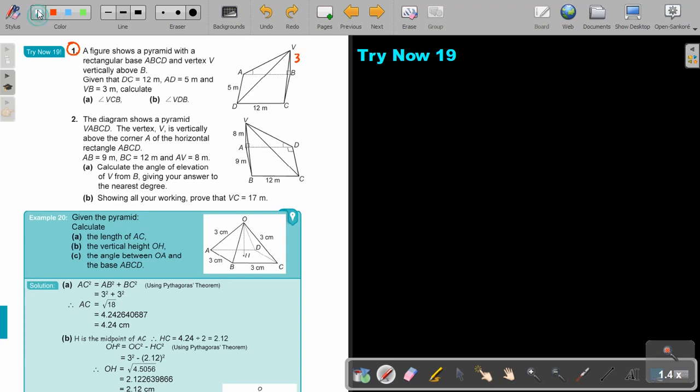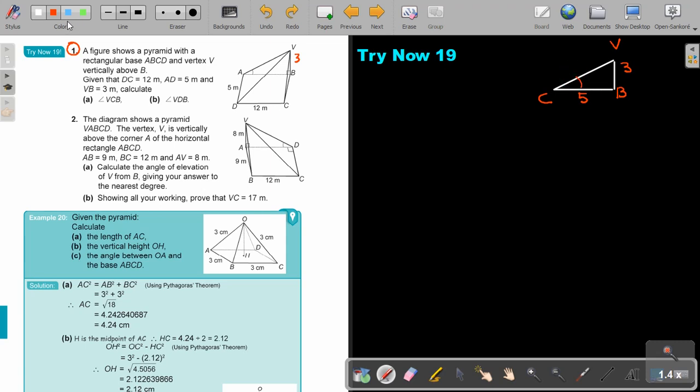Now again, take out your triangle. I think that's a good sketch. That one was 3. Don't forget, that's B, that's V, and that's going to be C. So BC is going to be 5. And I'm going to say angle VCB.